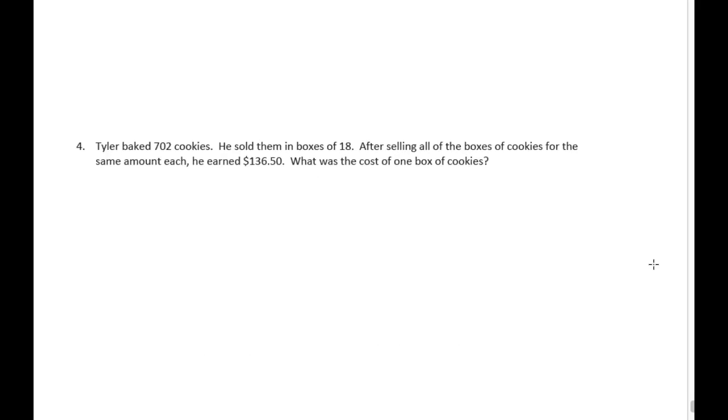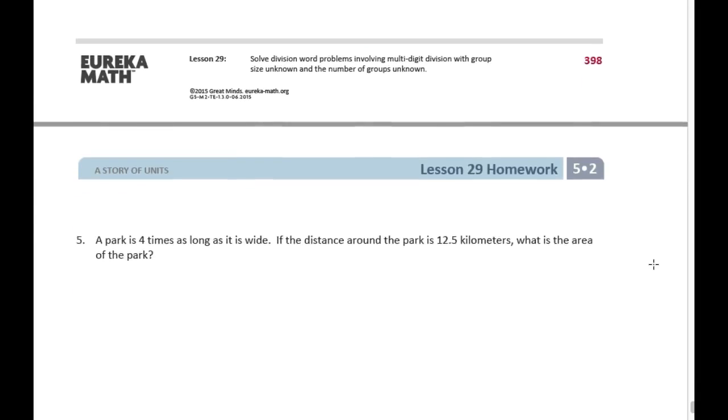Now I'm going to cruise on down, and I'm going to skip over 2, 3, 4. I'm going to go ahead and go to number 5. Let's go easiest to hardest. A park is 4 times as long as it is wide. So if we're going to draw our park, it's going to have these pieces to it, these measurements. So here's how wide it is. The park is this wide. And it's going to have 4 of those for how long it is.